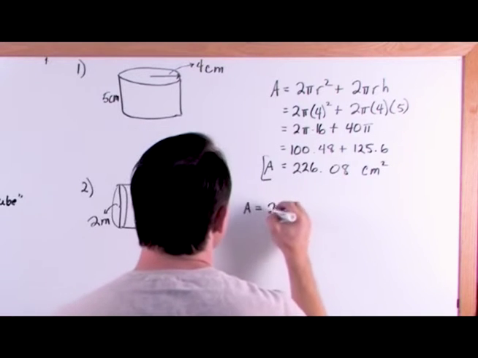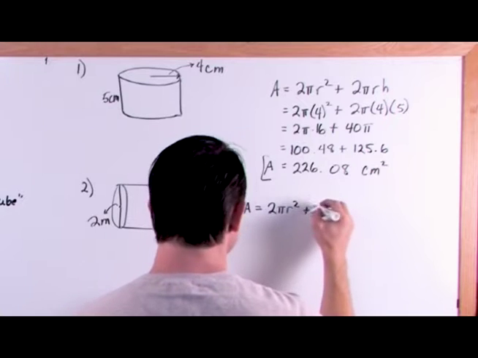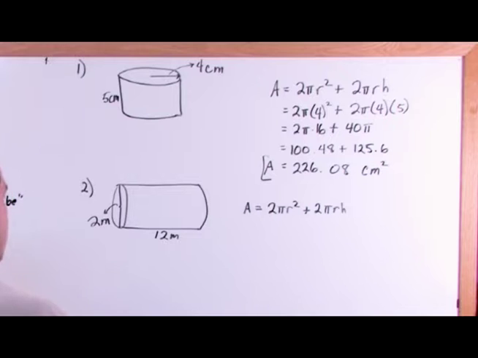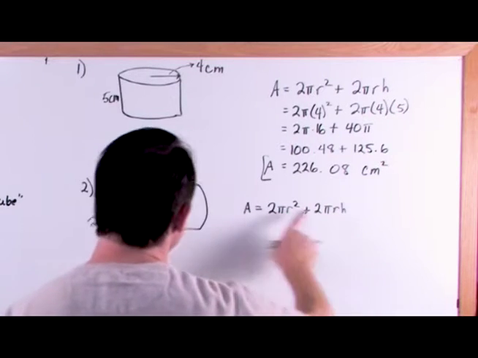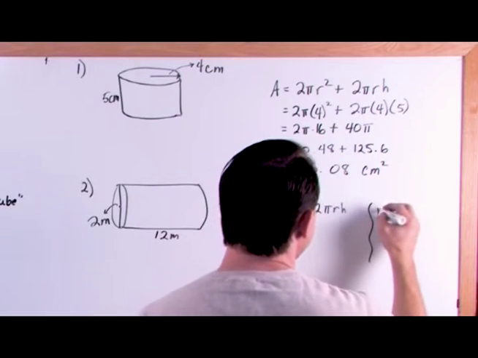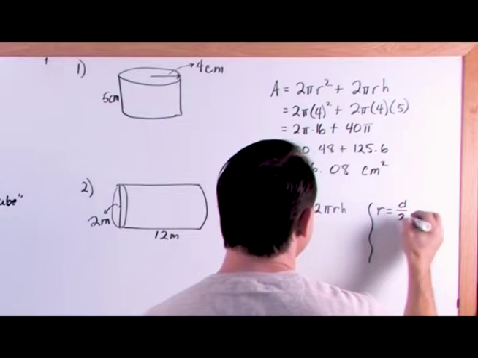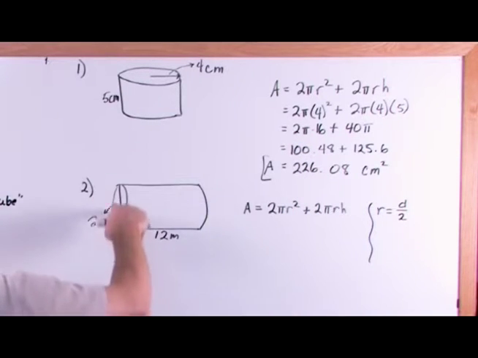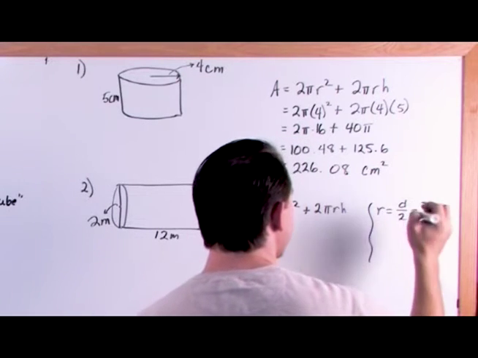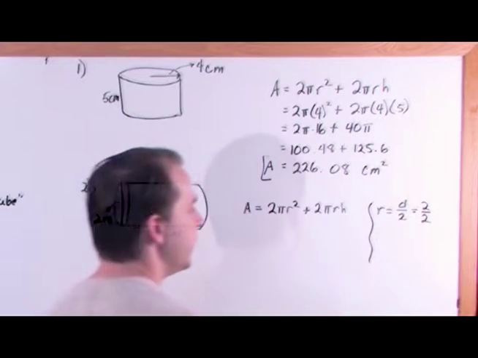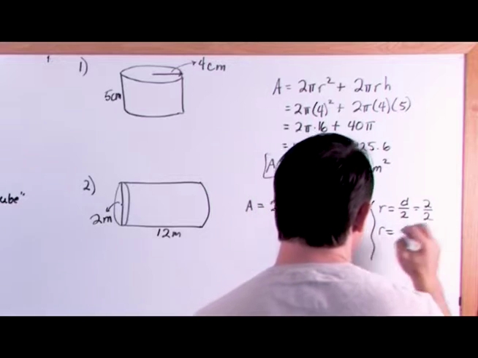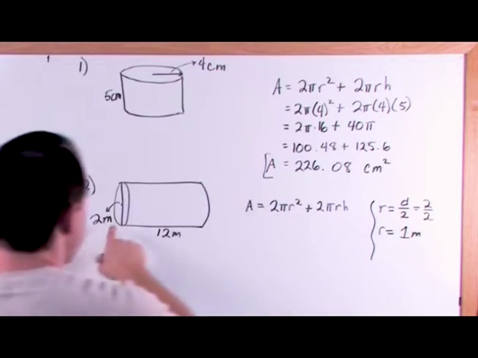The area is 2 pi r squared plus 2 pi r h. But notice I've got radius and radius, but I don't actually have the radius in the problem. So I need to calculate that. The radius is equal to the diameter divided by 2. That's just a definition. You take the diameter, you divide it by 2, you get the radius. The diameter is 2, so I'll plug it in, divided by 2 here. And so when you crank through this, you'll find that the radius is 2 divided by 2, which is 1 meter. And the radius is what you actually use in here, not the diameter.